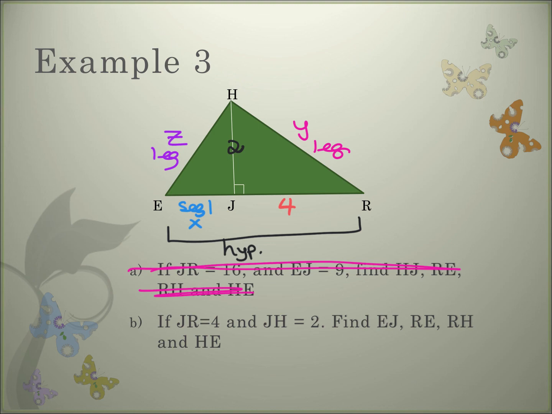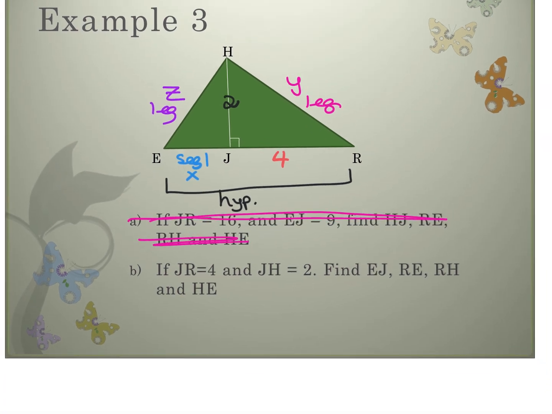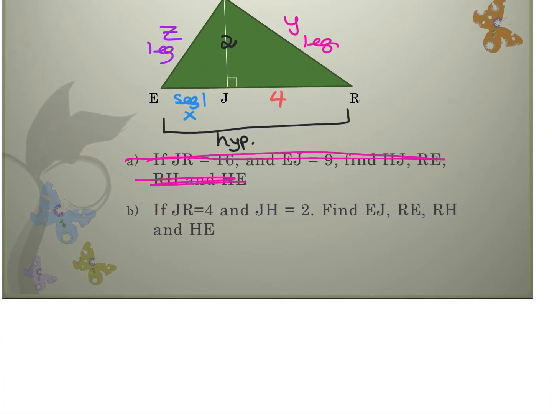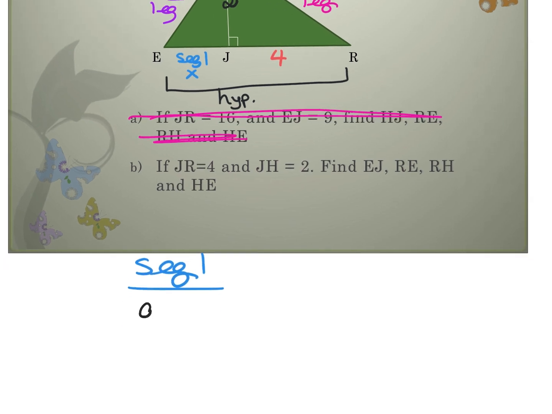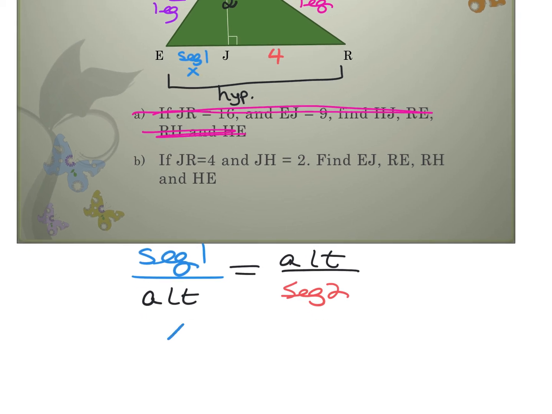So let's go ahead and set this up. I'm going to do the first proportion that we learned, using segment 1. Let me do it in color again. So segment 1 over altitude equals altitude over segment 2. So my segment 1, I don't know. This time they gave me the altitude. It was 2. And then segment 2 was 4.